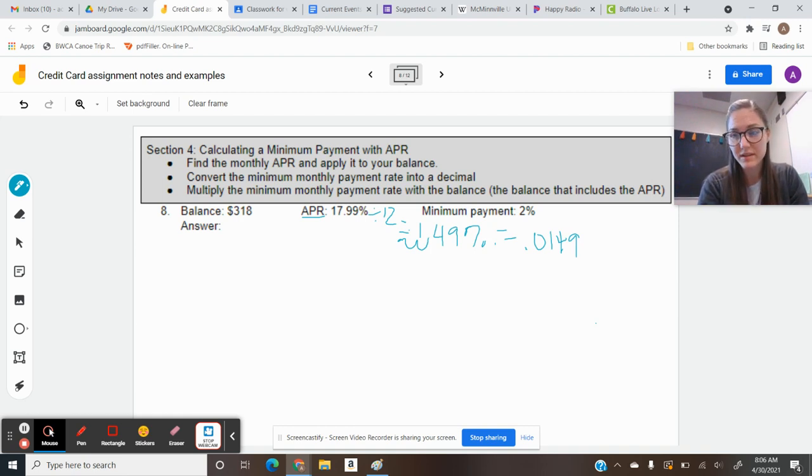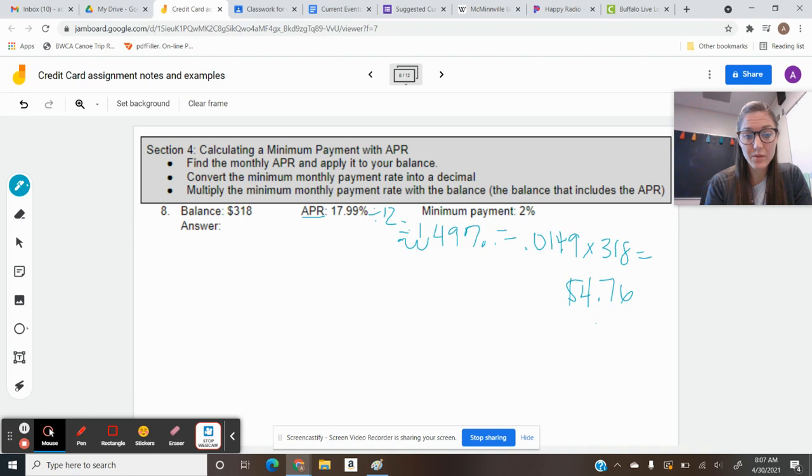Now to figure out how much extra we're being charged per month just for using our card, remember that's what the APR is all about, how much you're being charged extra just for using that credit card. We're going to go ahead and multiply it by our balance, 318. And when we do that, we get $4.76. That's how much extra we're being charged this month just for using our credit card.